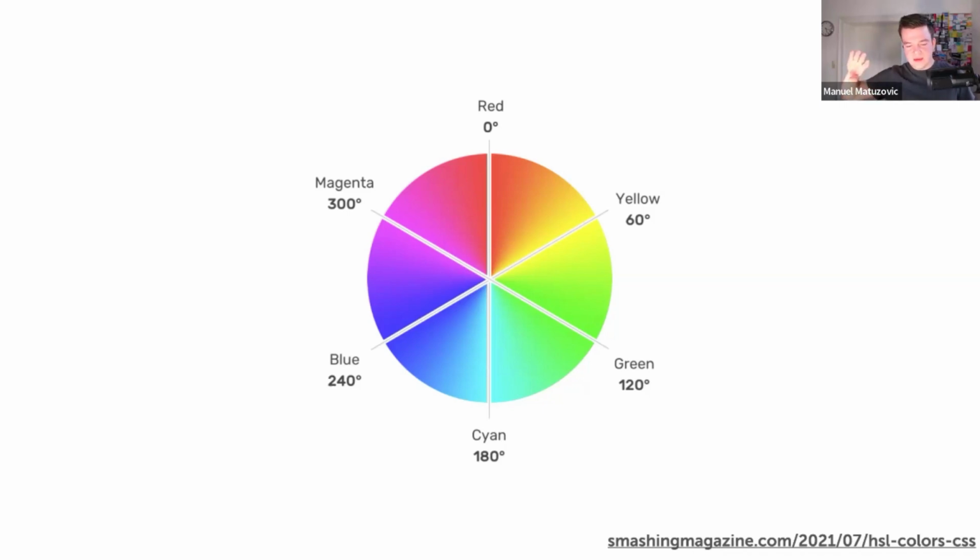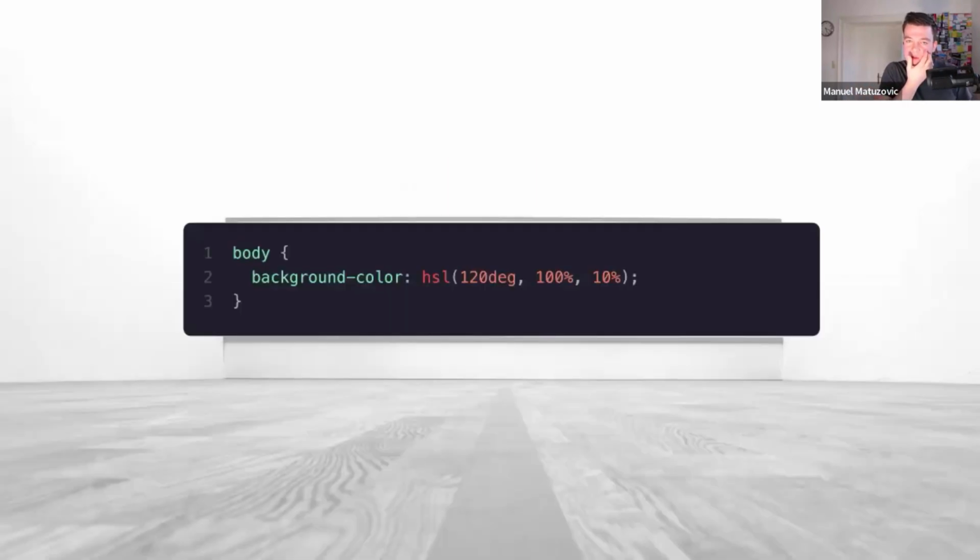Then it gets light blue or cyan, and then blue, magenta, and then red again. And if you remember that, then it's pretty easy to tell what a color will look like. So if you look at this code here, we can tell that 120 degrees is green. 100% saturation means that it's a really strong, intense color, and 10% lightness means it's a really dark color. So an intense dark green. Cool, much better than hex.